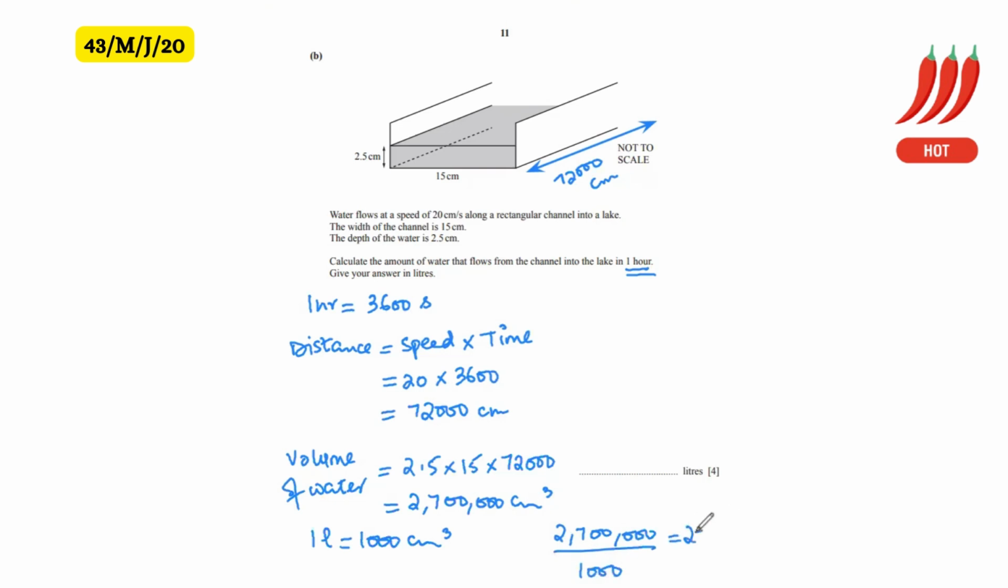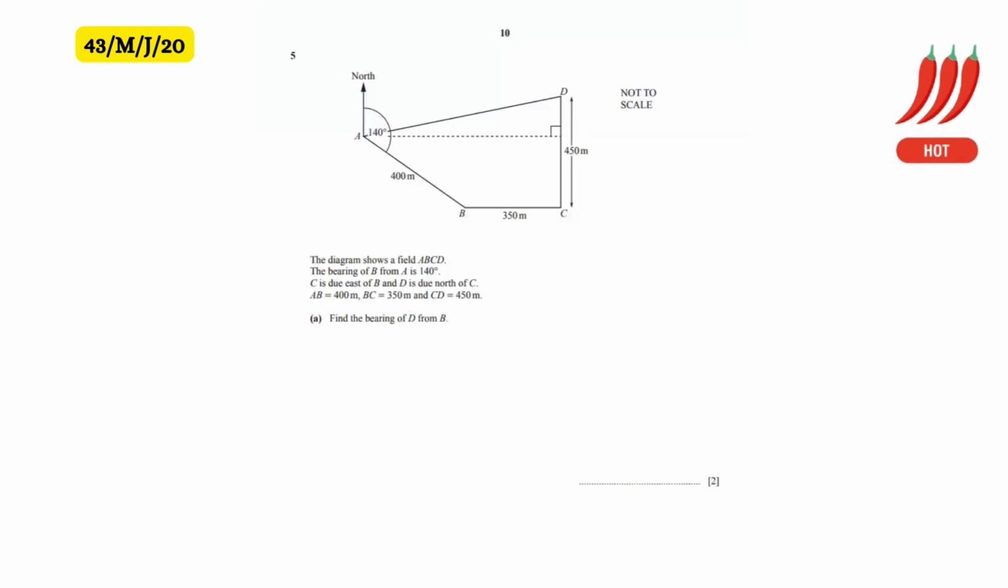And that is 2,700 liters. So that's your answer. Question 5, it says the diagram shows a field ABCD.